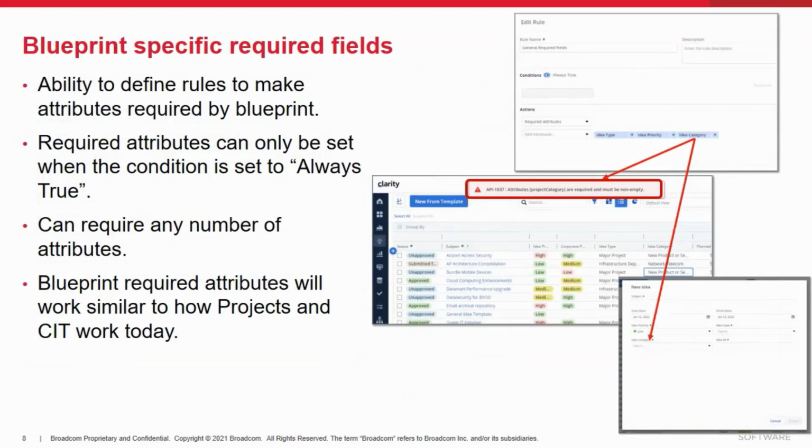We also have the ability to define required fields per blueprint. This functionality is the same as how it functions for projects and custom investment types. And the way it is done is you can create a new rule, and in that rule, when you set the condition to be always true, you will have the option to define which attribute should be required. You can define any number of attributes, and those attributes then, if they do not have a default value, will automatically be appended to the create from template screen.